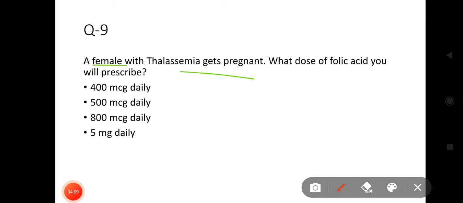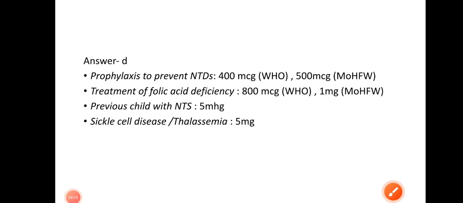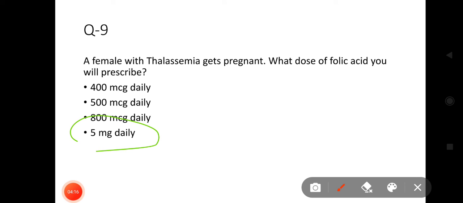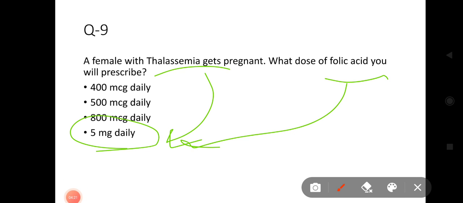A female with thalassemia gets pregnant. What dose of folic acid will you prescribe? So answer is D, that is 5 mg daily. Patient is thalassemic and she is getting pregnant, so folic acid 5 mg daily is to be given.